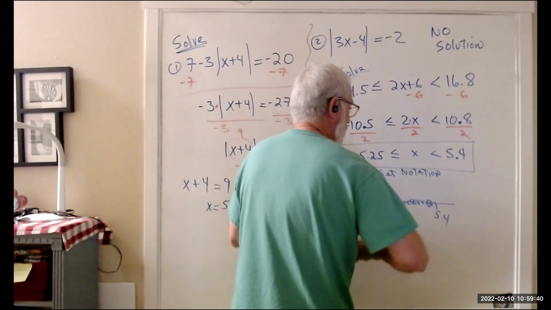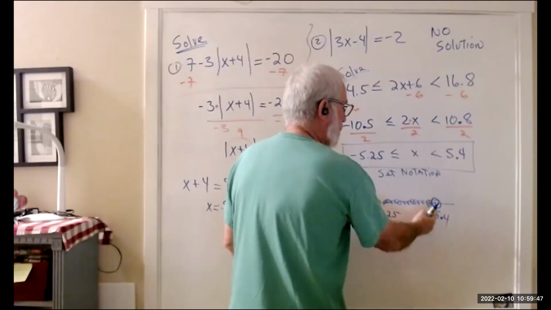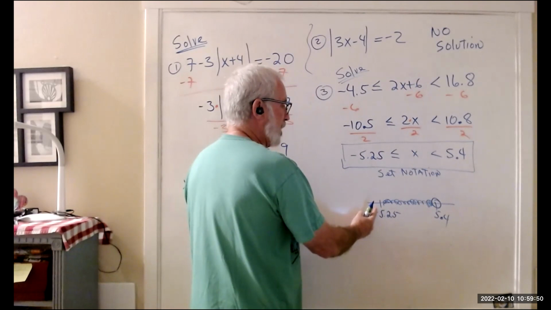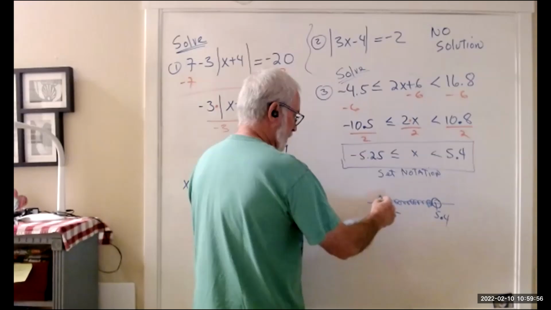Open circle? Open circle. We use the open circle because it's not equal. What do I put here on the negative 5.25? Closed circle, or solid, or whatever you want to call it. Yeah, because the equals is that.